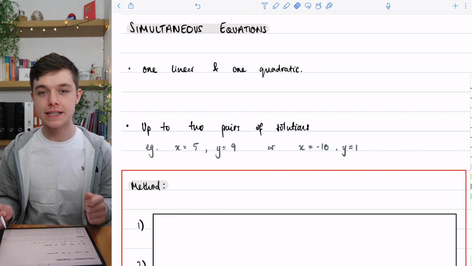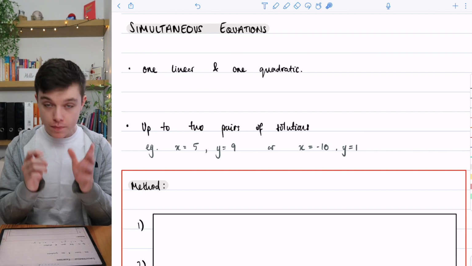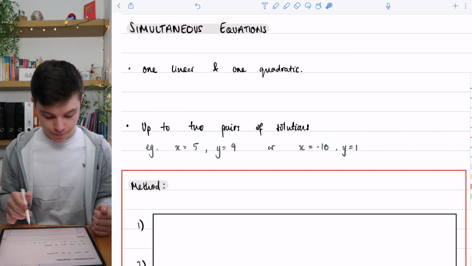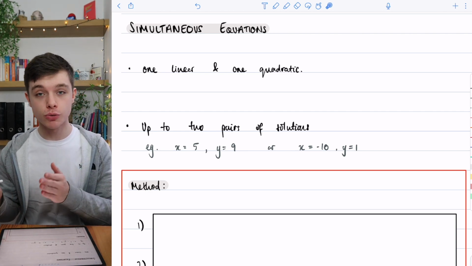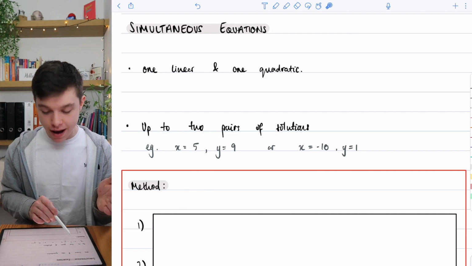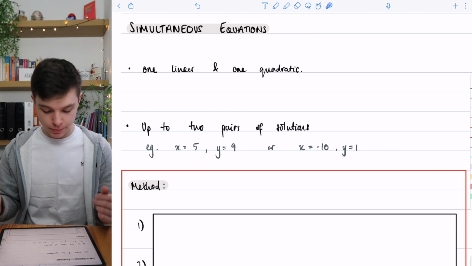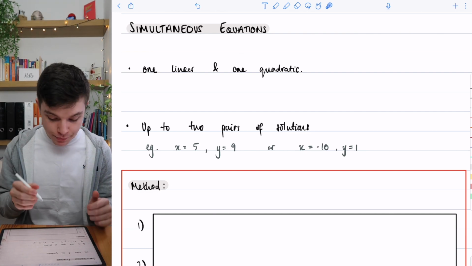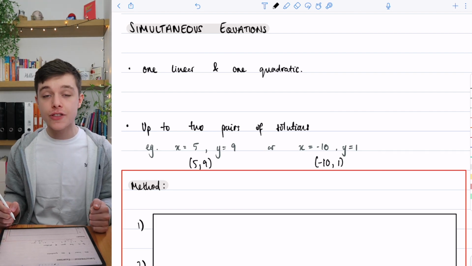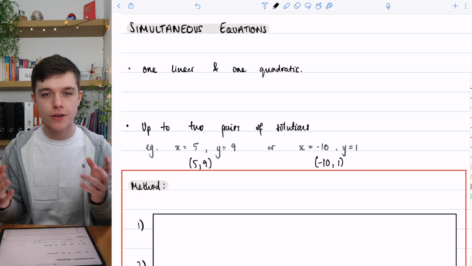When we've got quadratic simultaneous equations, so one linear and one quadratic, we have up to two pairs of solutions. So for example, this would be a solution: x is equal to 5 and y is equal to 9, if x and y are the two things we're needing to solve. That would be one solution, but in most cases another solution is also available. x doesn't have to be 5, it can also be minus 10, and in the case when x is minus 10, y is equal to 1. Those are just two examples that I pulled randomly out of thin air. You're going to have almost two coordinates, if you like, 5 and 9, and minus 10 and 1. Those are the two solutions to simultaneous equations when you've got a quadratic involved. It doesn't have to be those values, they are just examples.